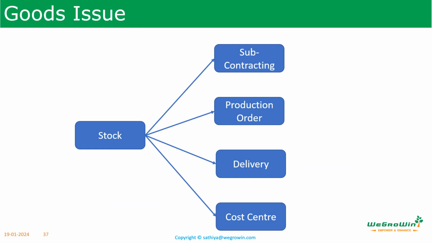Goods issue for materials can be done either for a subcontracting process, a production order, or delivery for dispatch or to the cost center, or it may be also the issue of the scrap or for sampling process. Many things are there, and these goods issue may happen manually or they may be happening automatically also. For example, goods issue for production may happen through backflush, which is automatically happening.